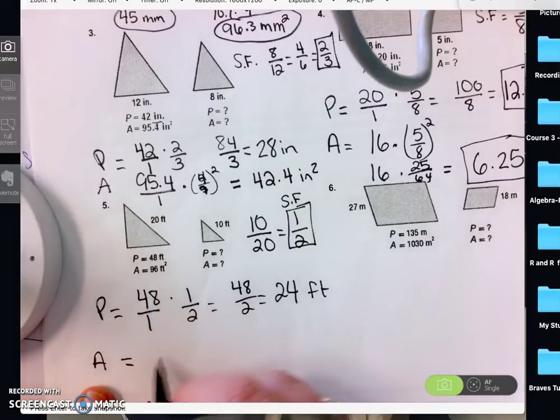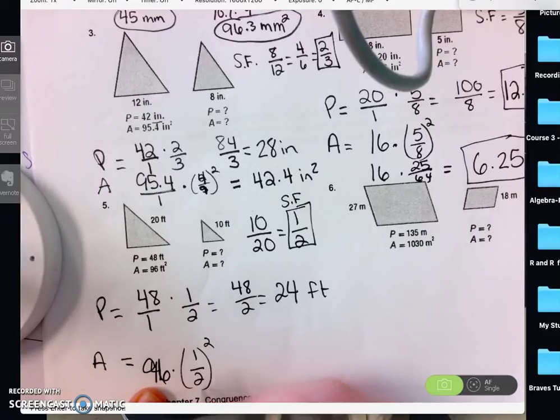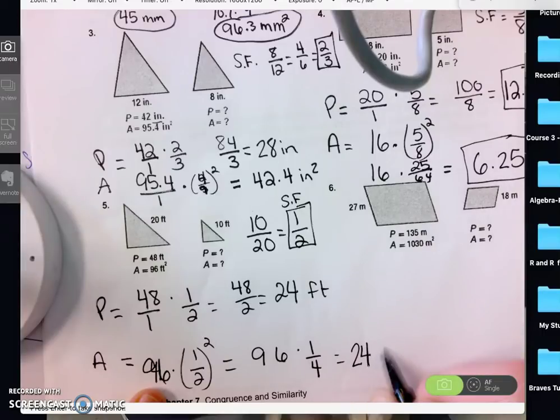Then the area, you do the same thing, but 1/2 squared. 1/2 times 1/2 is 1/4, so 96 times 1/4. So 96 divided by 4 is again 24, and this would be square feet.